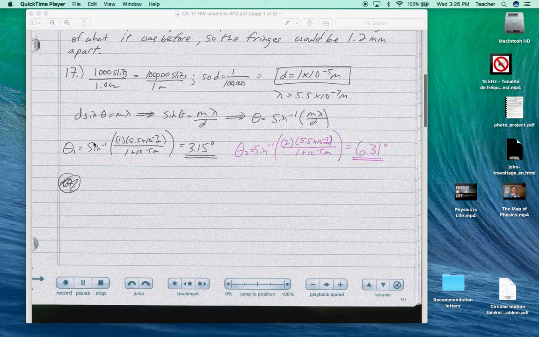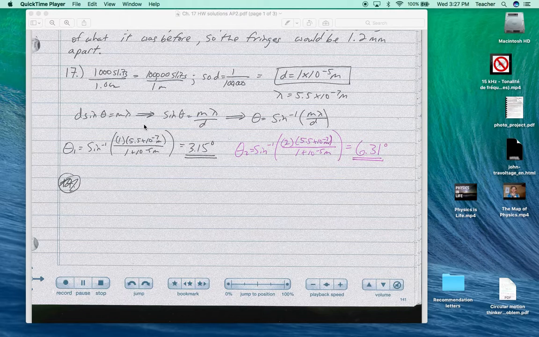For number 17, we're trying to find the distance. We are told that we have 1,000 slits per centimeter. I'm going to convert that to slits per meter and figure out meters per slit. So that's the d, the distance between any two openings in a diffraction grating. And remember, diffraction can be caused either by a grating where light passes through or by reflection off of a ridged surface. That's how we see some neat reflections off of CDs and DVDs for anyone who still plays those.